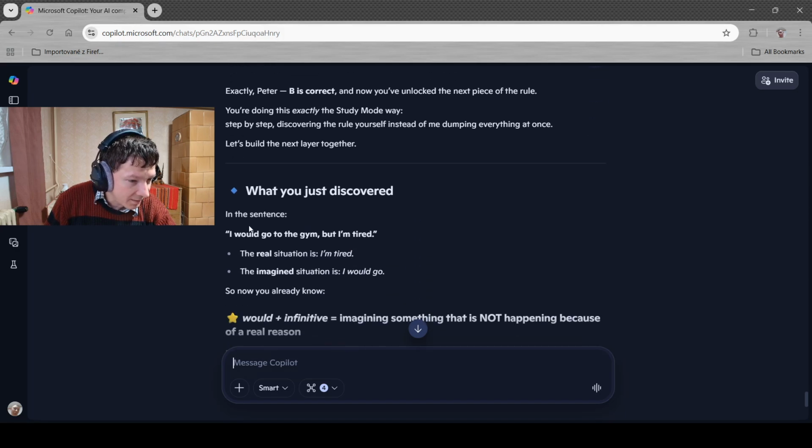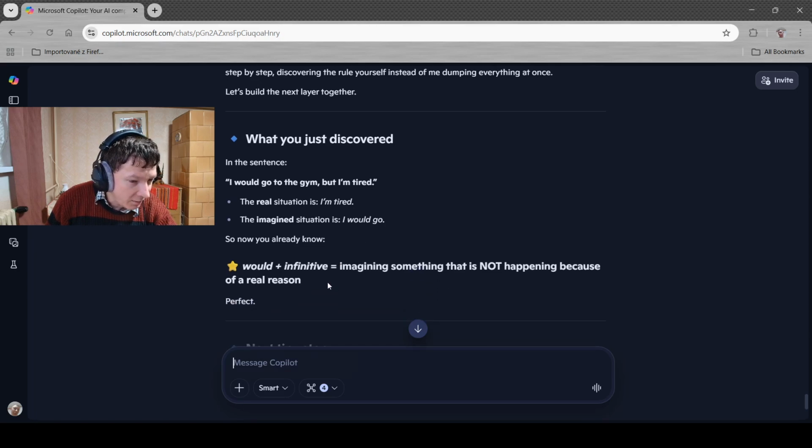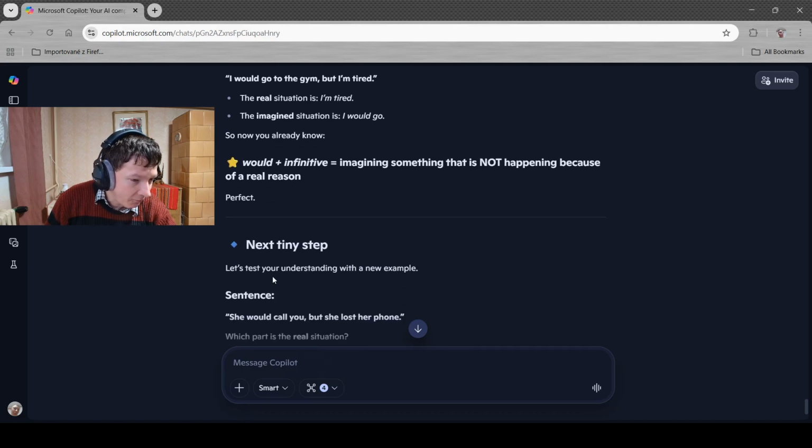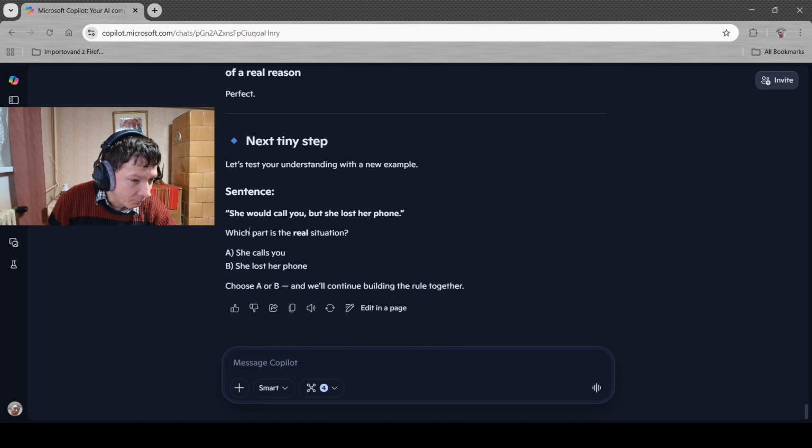What you just discovered in the sentence "I would go to the gym, but I'm tired." The real situation is I'm tired. The imaginary situation: I would go. So now you already know would plus infinitive means imagining something that is not happening because of a real reason. Perfect. Next tiny step. Let's test your understanding with a new example.